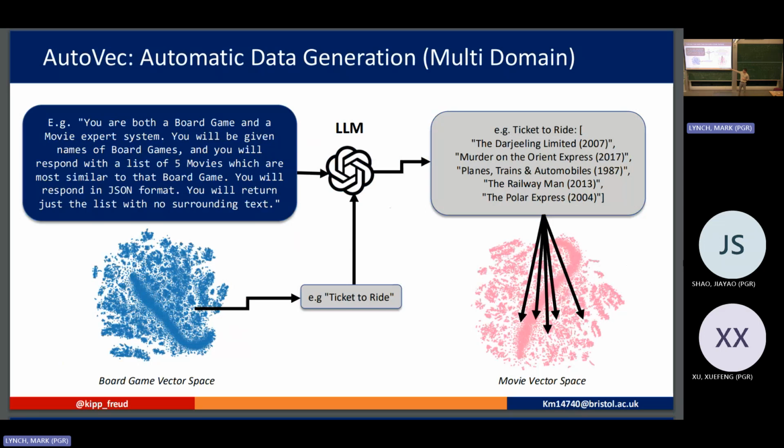And we're going to sample points from our board game vector space, each representing a distinct board game. We will say to the large language model, you are both a board game and a movie expert system. You're going to be given names of board games, and you will return a list of 5 movies which are most similar to that board game.